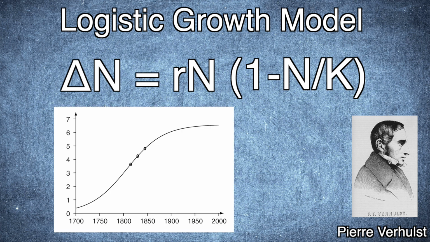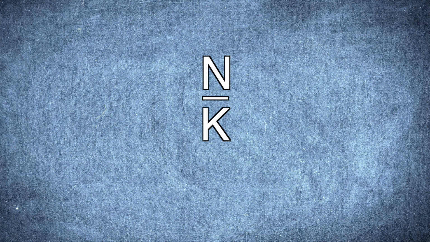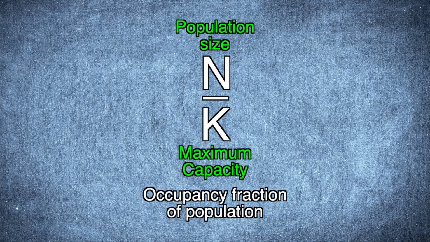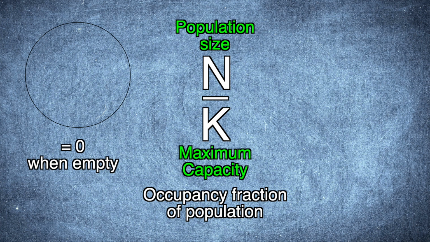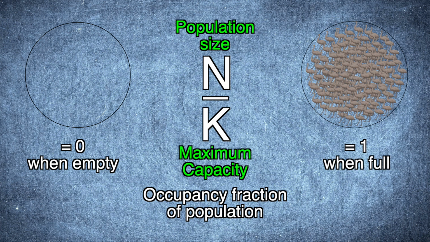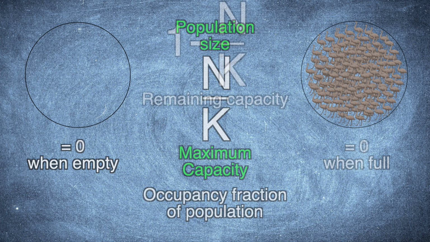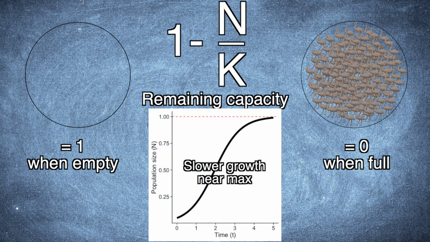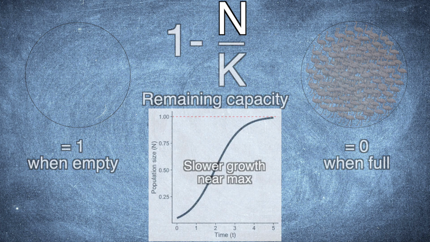Let's try to understand why. n over k tells us how much of the population capacity is saturated. It is the ratio of the population size to the maximum capacity. When the population is empty, this term is equal to 0, and when it is full, this term is equal to 1. We want our population growth to slow down as the population size approaches its limit. So we use 1 minus n over k. This is equal to 0 when the population is filled, and when multiplied to the exponential growth model results in a stable population.